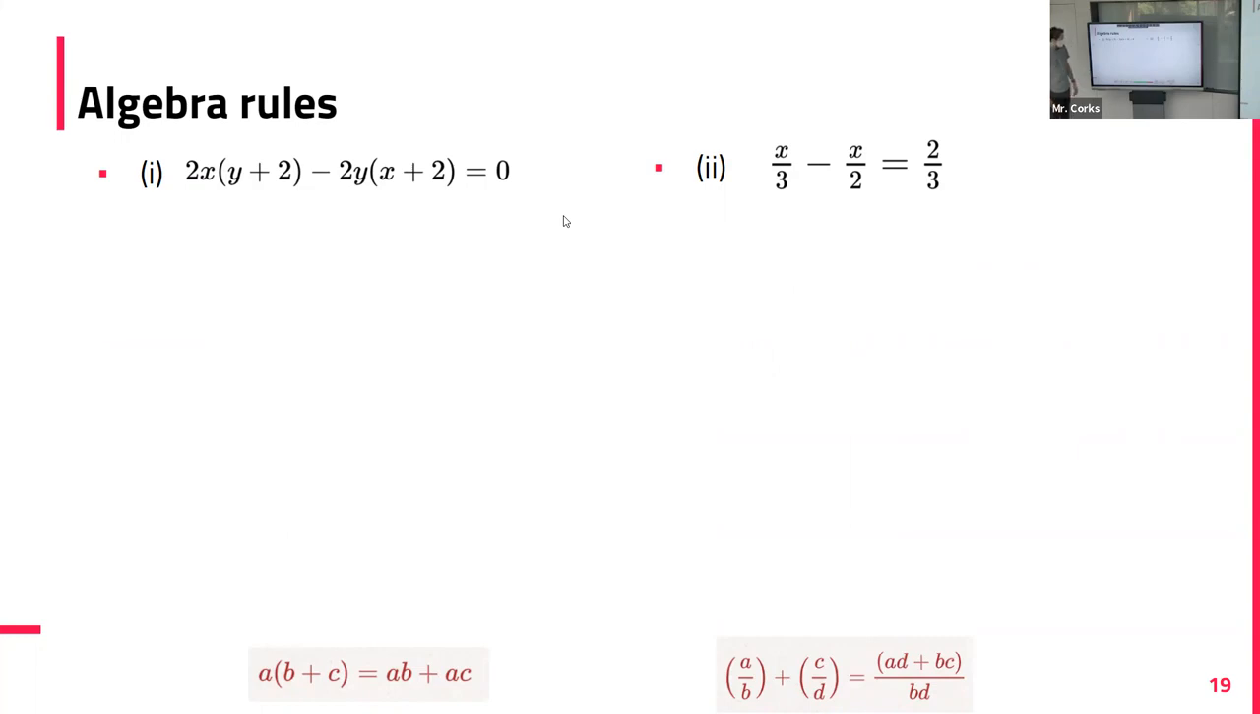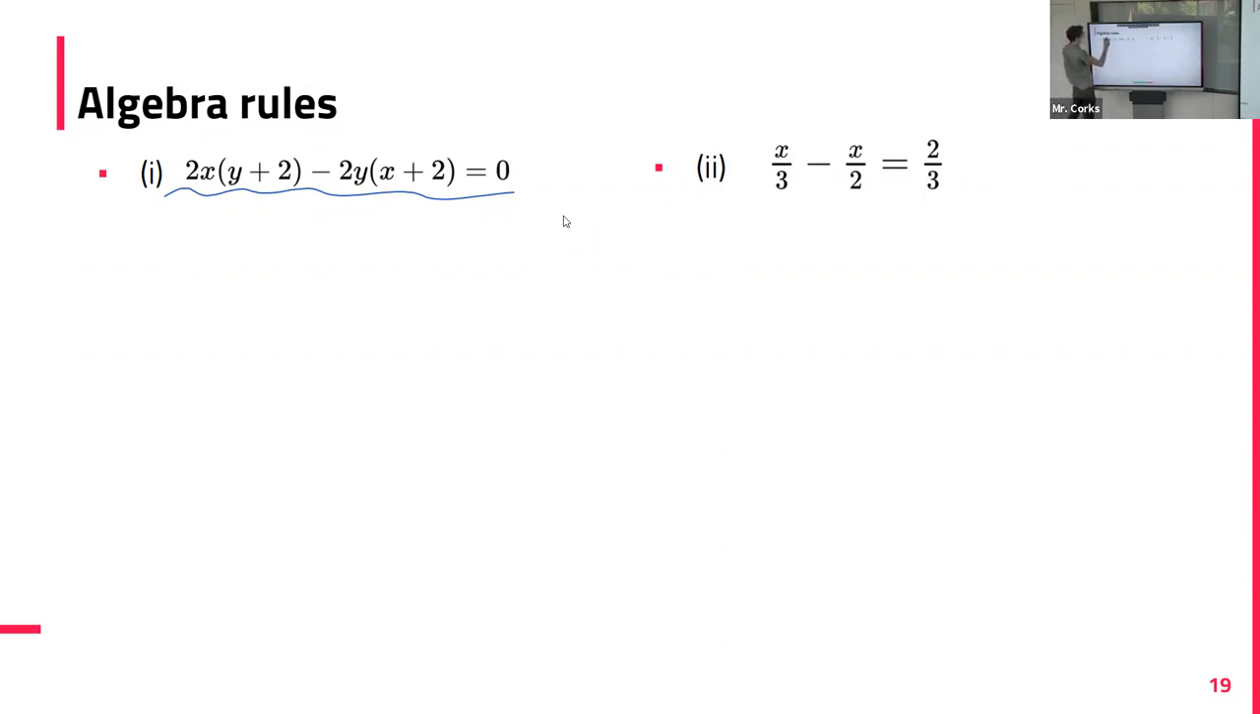Okay. So first, start with the first one here. So we're trying to solve. We have an x and a y, two variables. It would be nice to know what those variables are. So what's the first thing we should do? Okay, so we're doing this.